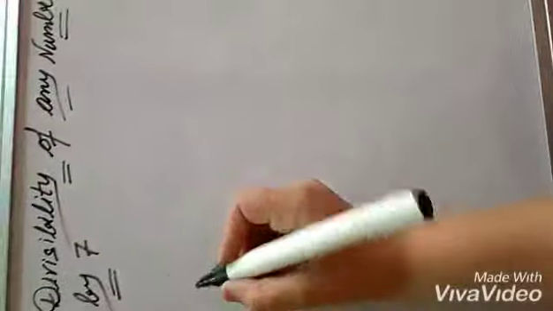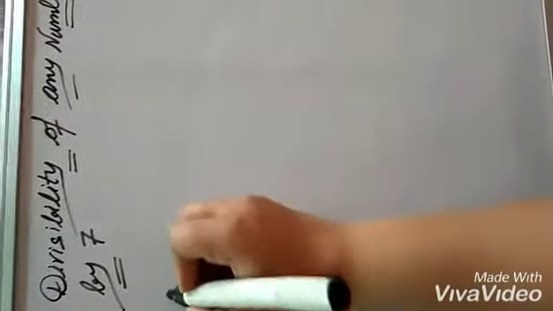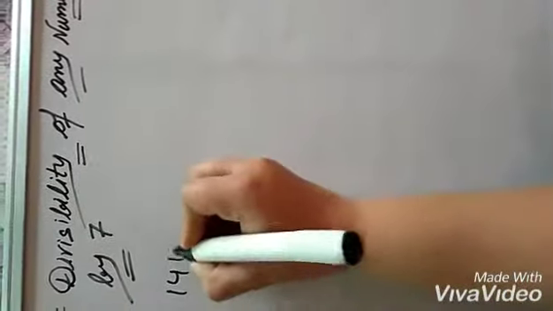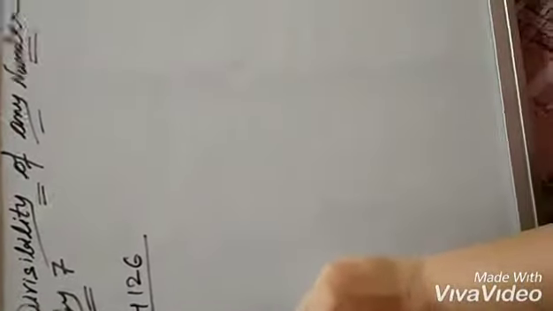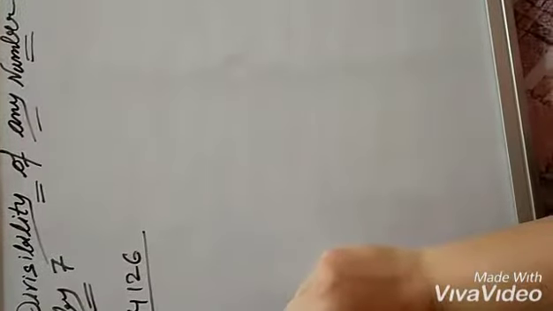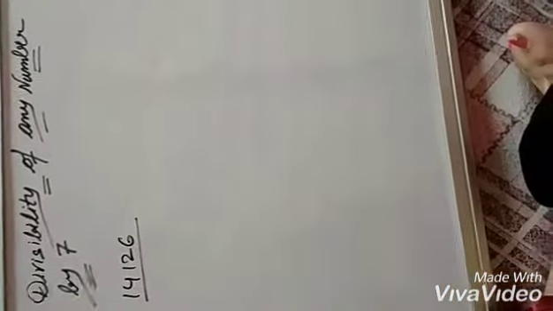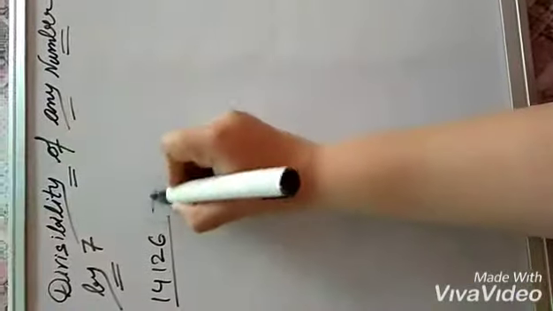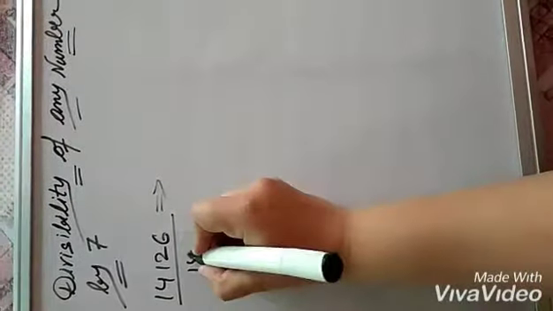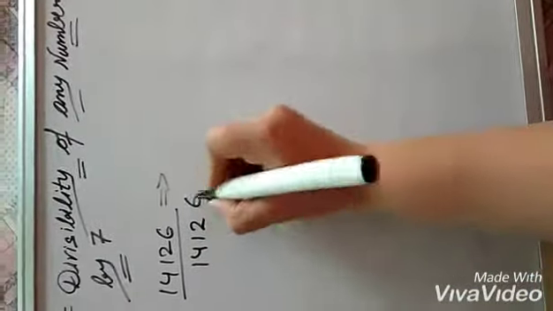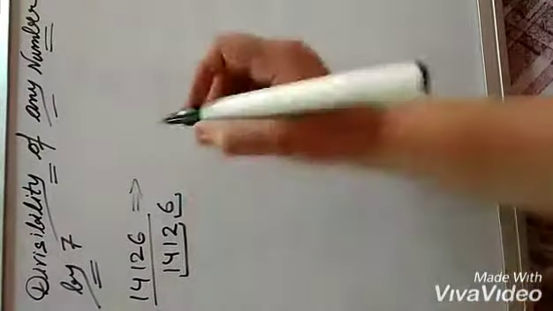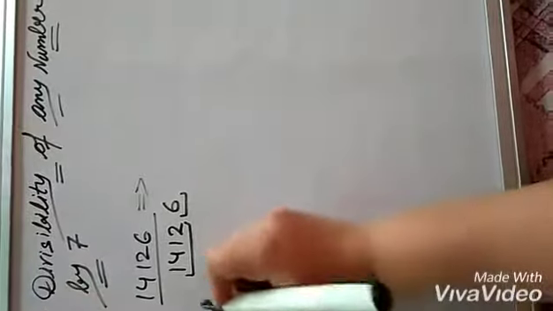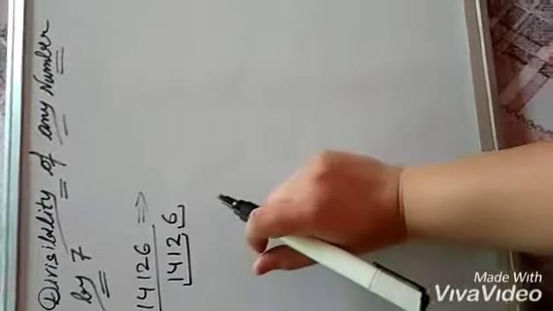Now let's take another example with a new number like this. I have a number which is 14,126 and I want to check its divisibility by 7. Now the first step is we are going to divide this number into two parts like this. I have separated the ones digit from the number formed by the other digits.